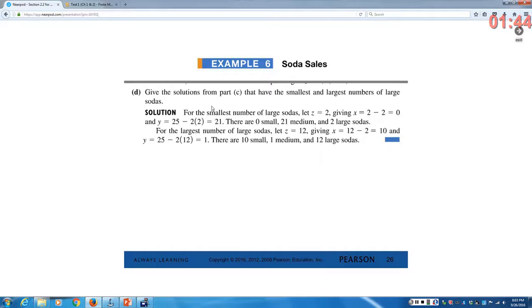So it says give the solution from part C that has the smallest number of large sodas. For the smallest number of large sodas, Z is equal to 2. That means X is 2 minus 2, or 0. Y is 25 minus 2 times 2, which is 21. So there are no small, 21 mediums, and 2 large. For the largest number of large sodas, Z is equal to 12, so X is 12 minus 2, or 10. And Y is 25 minus 2 times 12, which is 1. So there would be 10 small, 1 medium, and 12 large sodas.